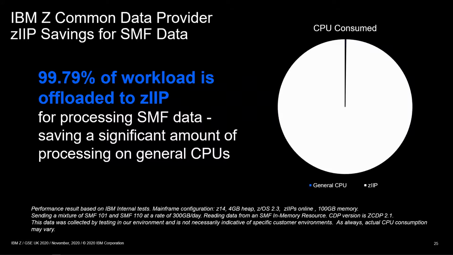There's a note at the bottom, always the disclaimer when we put out numbers like this based on performance: your results may vary. But here are the specifications that we went through. We were reading from an in-memory resource. We did roughly 300 gigabytes of data from an LPAR of SMF 101s and 110s, so DB2 and CICS records. We had zIIPs online, and we were on a z14 and z/OS 2.3. So a pretty standard configuration for what a lot of our customers might be looking at. Again, very significant results.